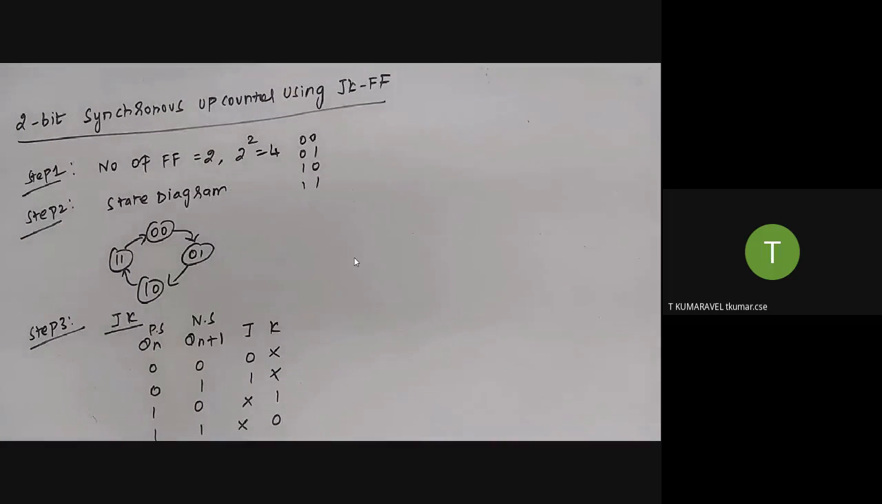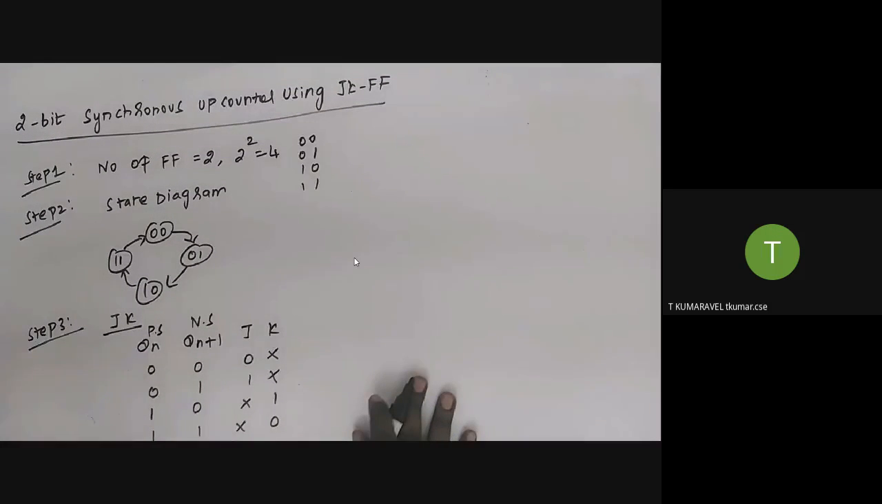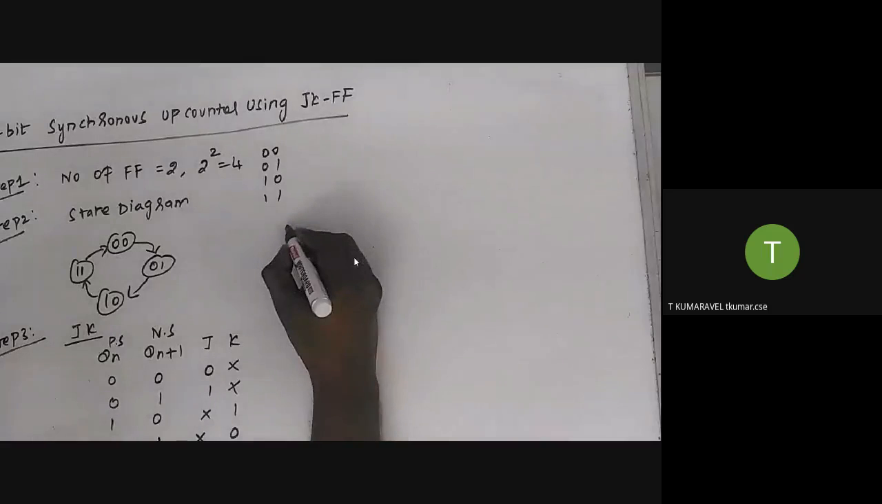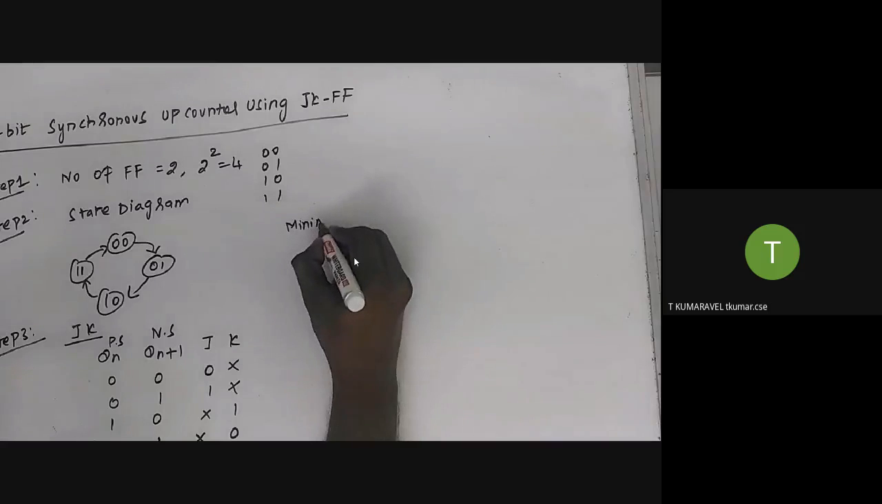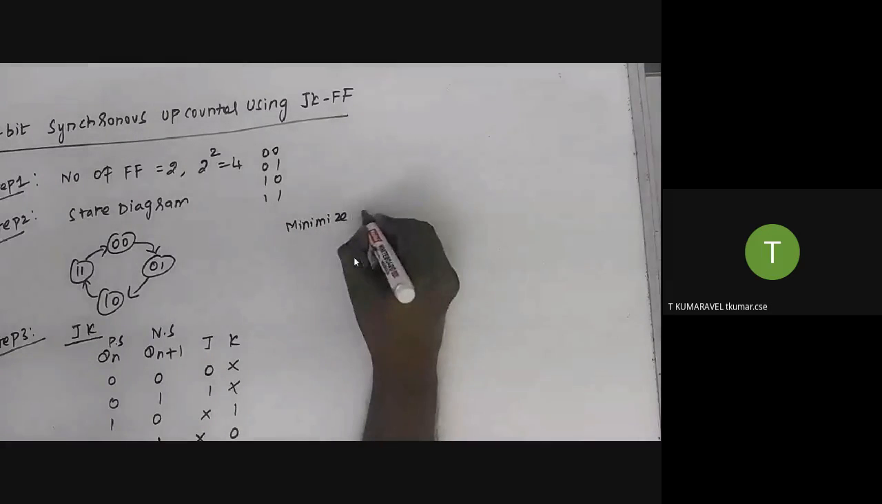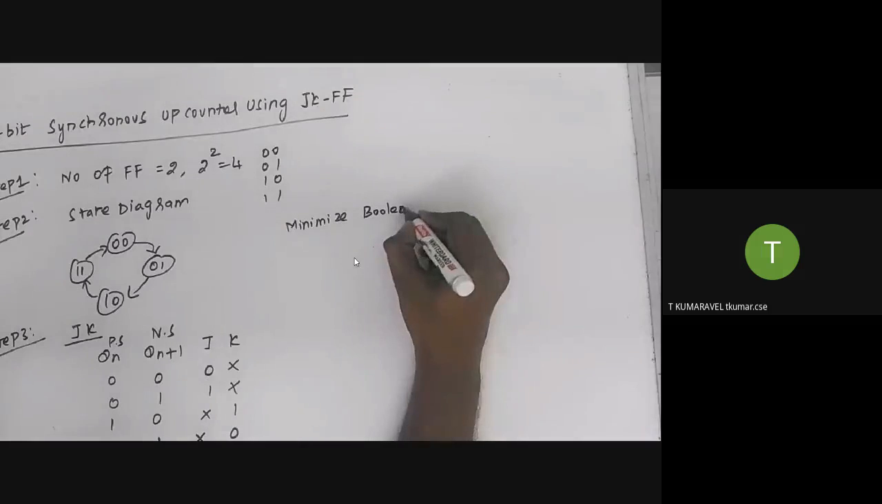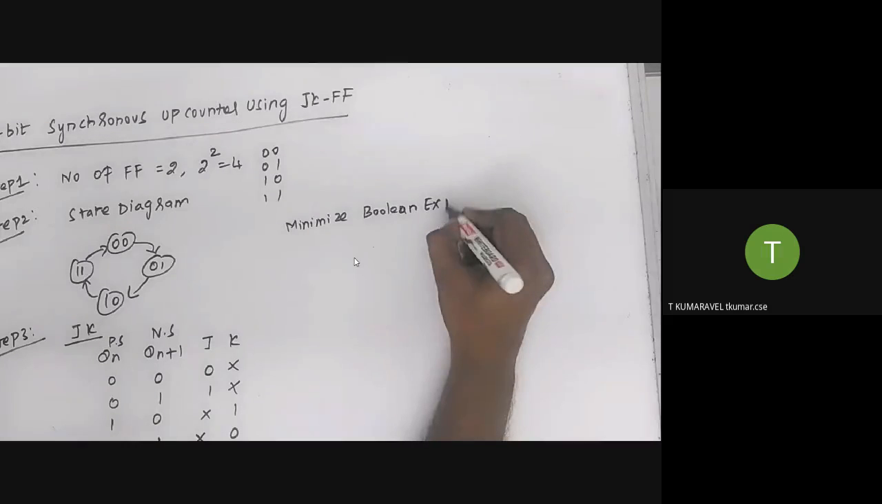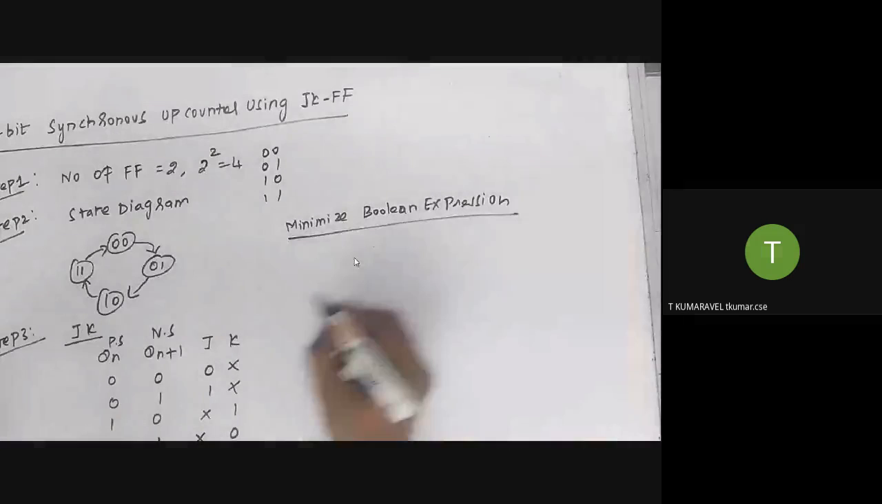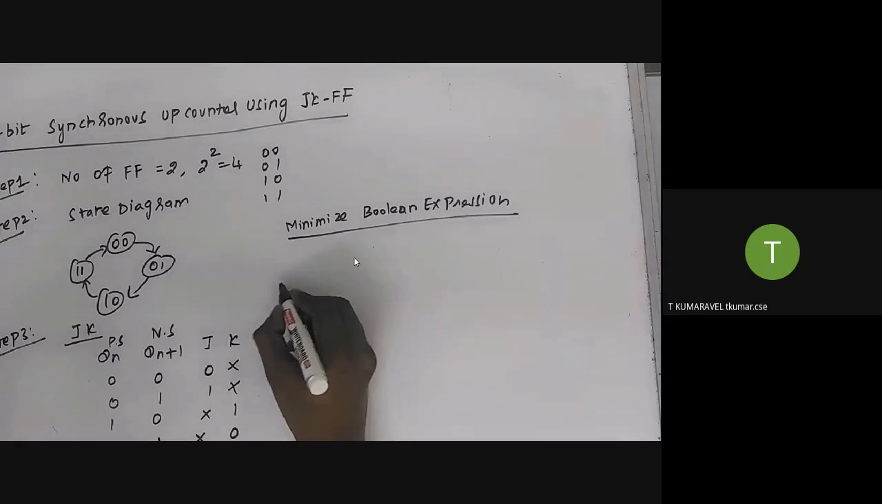You should form the minimized Boolean expression from the excitation table. So how do you do that?